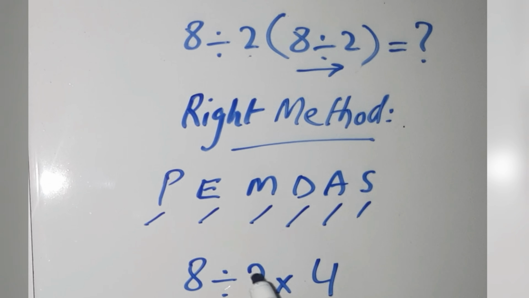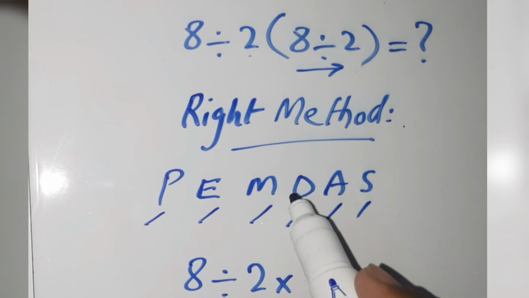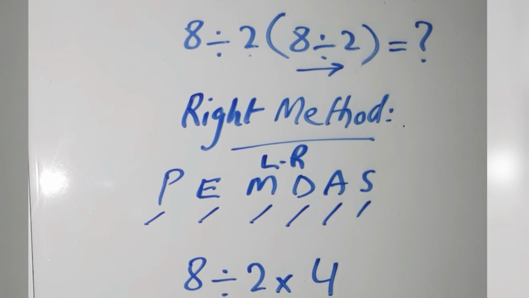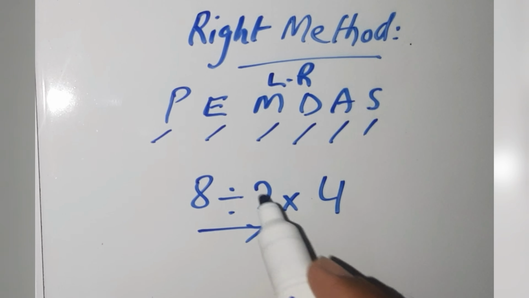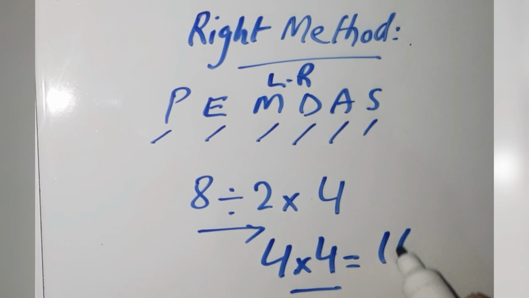Now in this expression, there are division and multiplication. We know that multiplication and division have equal priority. Always work from left to right. So in this expression, first we do division. 8 divide 2 gives us 4, then times 4 finally gives us 16. This is the right answer.